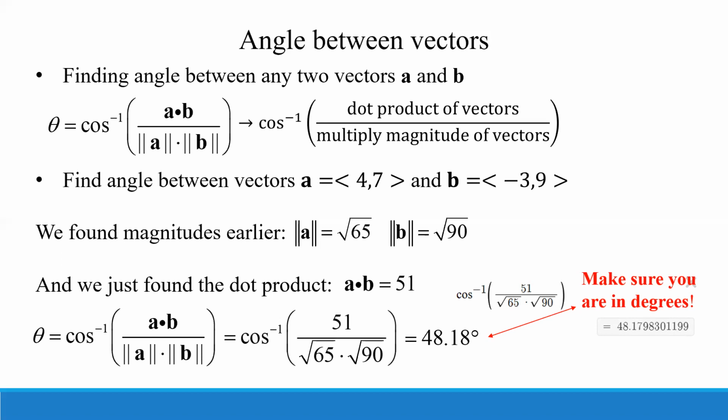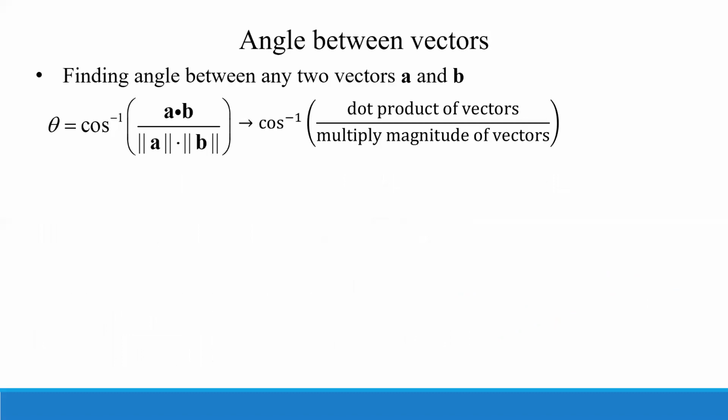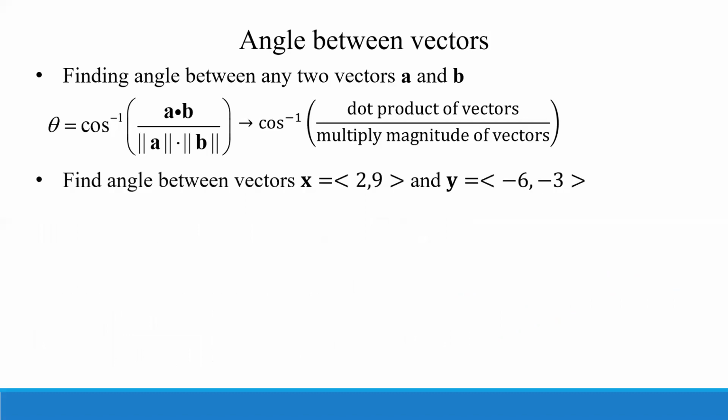Okay, so once you find the dot product, once you find the two magnitudes, you just plug it in and go. Okay, last example, and we're going to wrap up the video. So here's two more vectors. So I got vector x and vector y. So let's find the angle between these two guys. Again, we got to find three things. We got to find the dot product and the two magnitudes. So I'm going to start off with the two magnitudes.